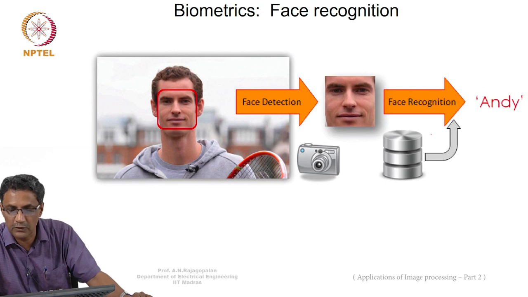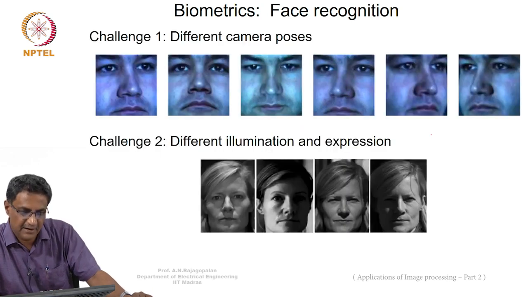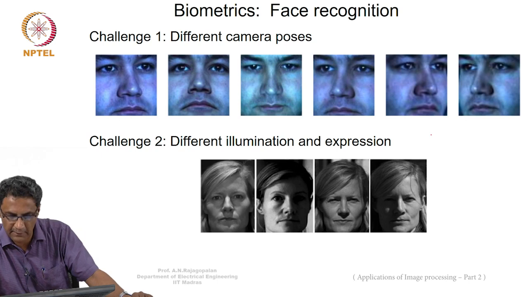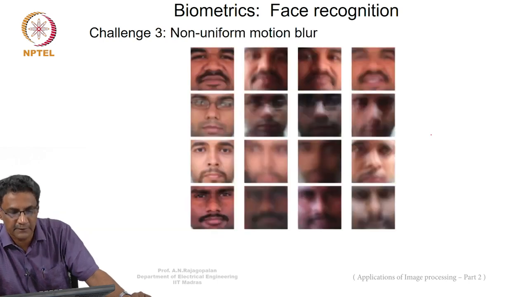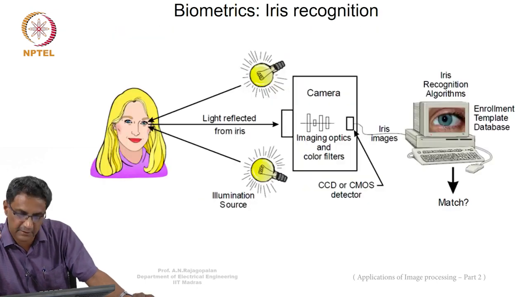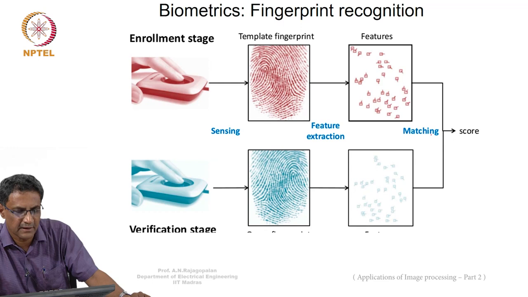Then face, of course, you all know. This is face recognition, not from my lab, obviously. This is something taken from the net. And then this is another. When you do face recognition, again there are several other issues that come up. This is like different camera poses, different illumination, different expression. Then blur. This is from my lab. Again, occlusion, motion blur, illumination, and all that. These are all students that have done wonderful work in the past. Biometrics, iris. I'm just showing these examples. Fingerprint again.